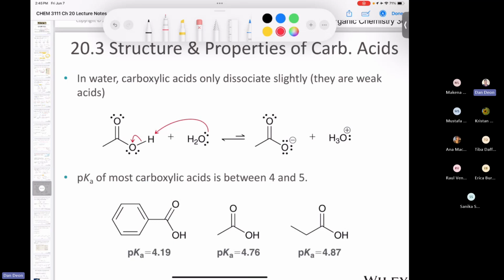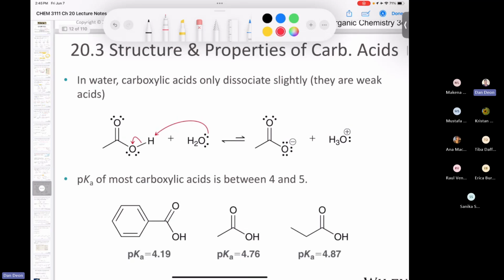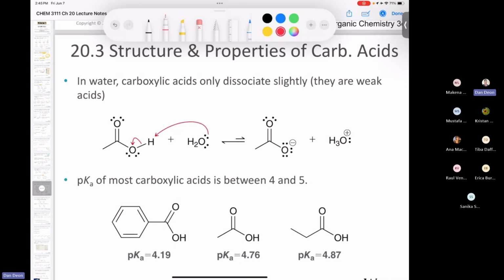Now, it says here that in water, carboxylic acids dissociate only slightly. So if you're not paying attention, wake up just for a second, because this is very important. If you go back again to chapter 3, if I take a strong acid like HCl and I put it in water, the equilibrium is going to lie hard to the side of hydronium plus the chloride ion. Why?